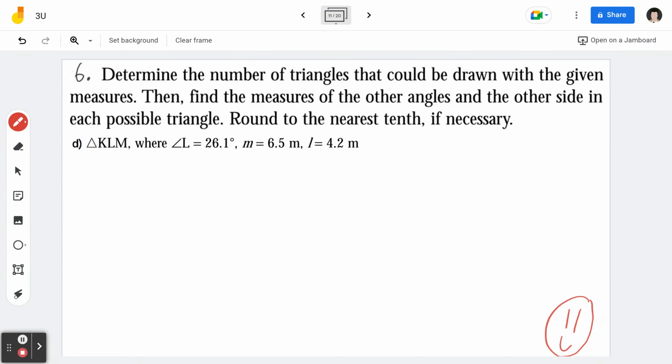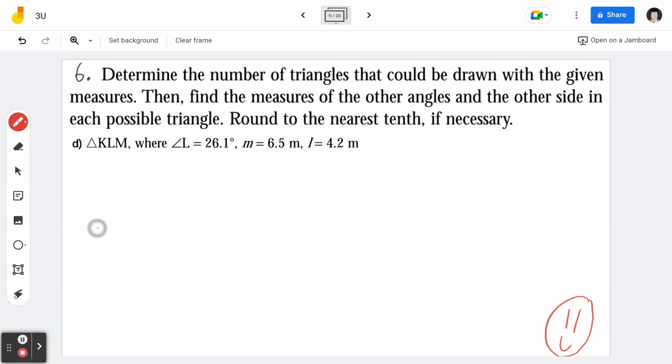Triangle KLM, there's angle L, which is going to be 26.1. There's length M, 6.5 meters, and of course length L, 4.2 meters. Again, we already did this question, by the way. That's the hint I'm giving you. Please pause the video, try this. And when you press play again, I'll be here, and we're going to finish strong together.